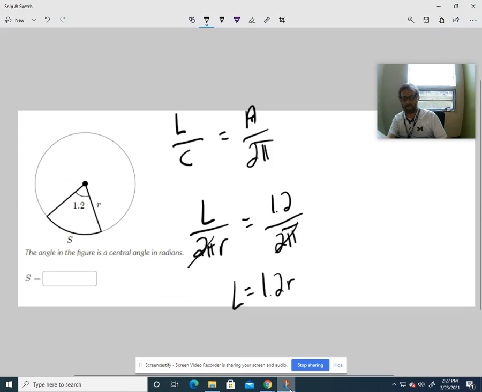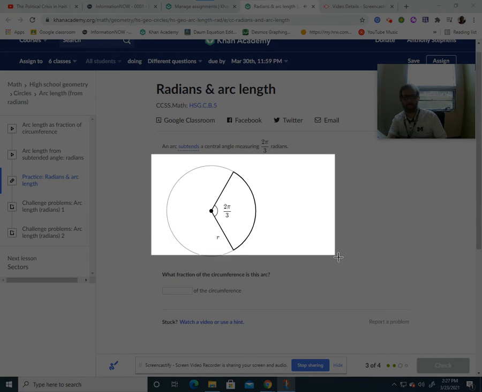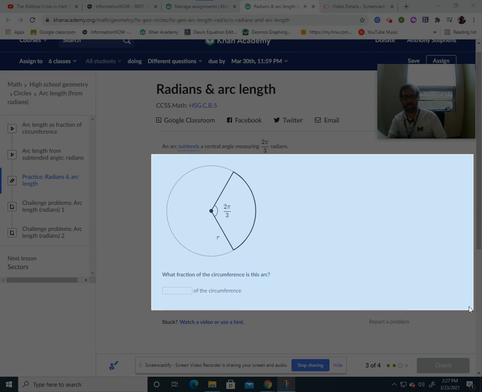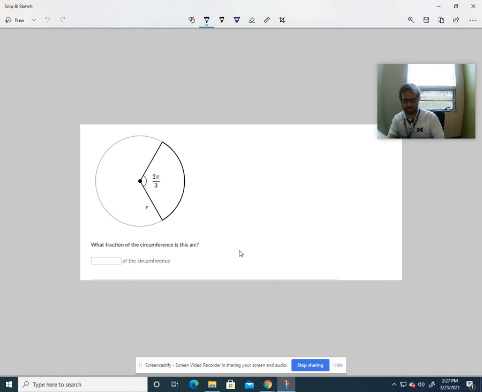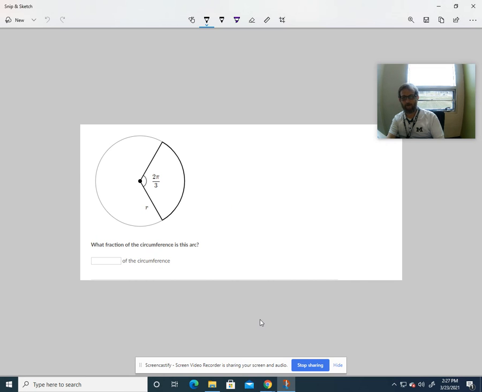All right, here we go again. Same idea. We want to find the circumference. Write the fraction of the circumference. An arc subtends, so we're going to deal with this problem. Remember, I'm going to write it another time.